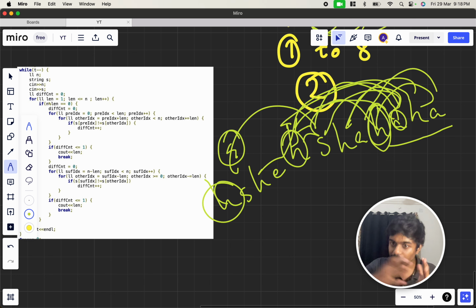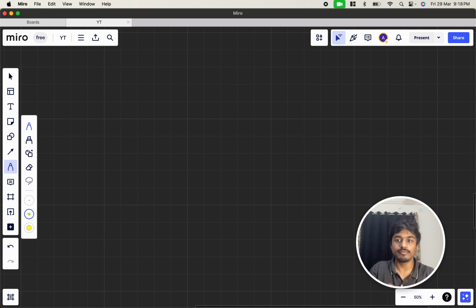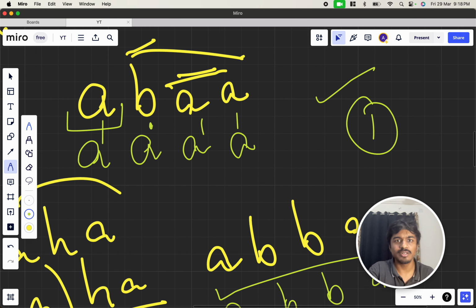So in any prefix or suffix, if the combination has been found, if the match has been found, we are just outputting the length. Since we are starting from the smallest number and the difference count is less than or equal to 1, we'll directly print the answer. Again, how did we get the solution?